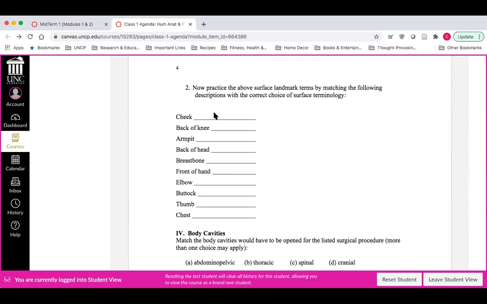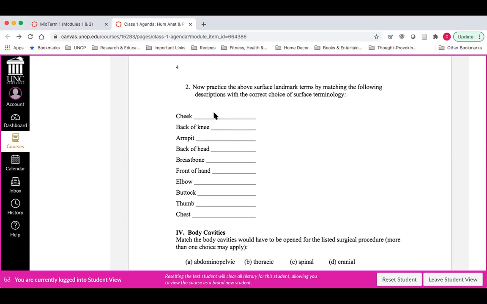The back of our head is occipital. Our breastbone is sternal. The front of the hand, you can either say the whole hand is the manus region. The older version of the textbook also tells you that the front of the hand is palmar. But for your new version of the book, we would just say your hands, the manus region. Your elbow, acromial. Your butt is gluteal. Your fingers, those are digital. And your chest is thoracic. Okay. Any questions about that section?